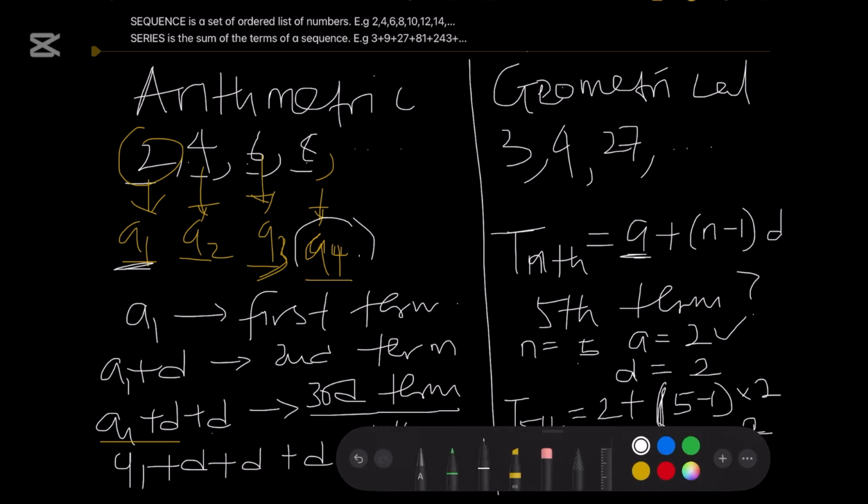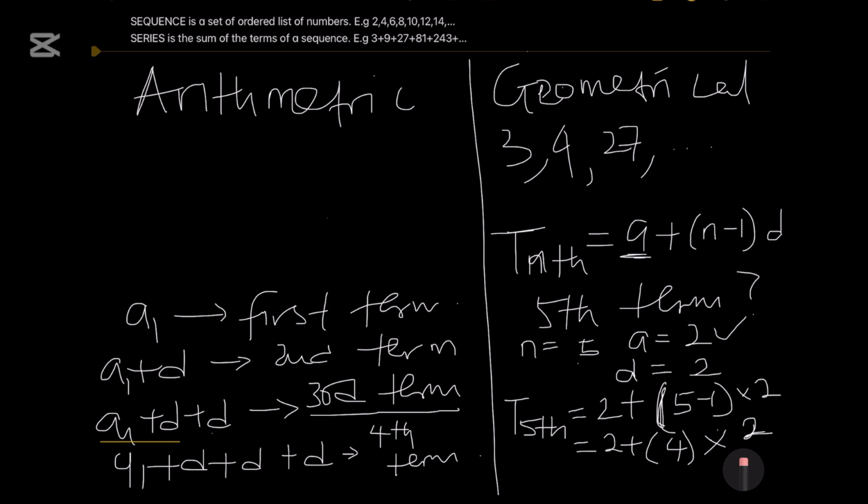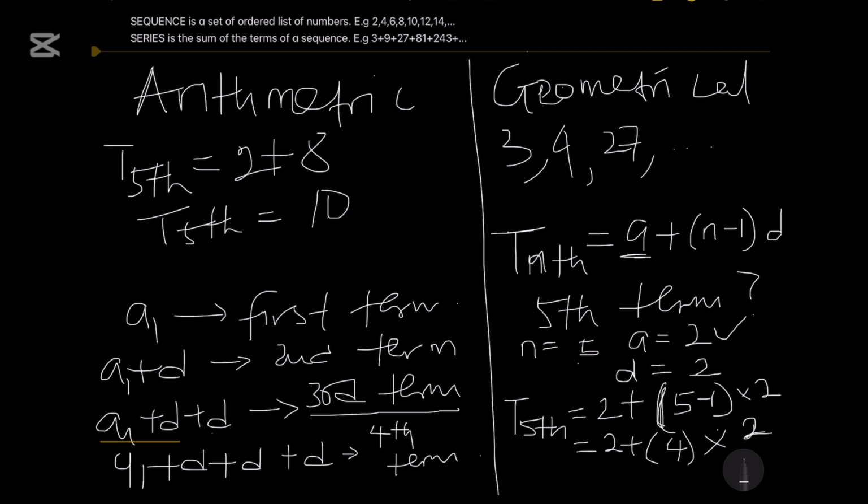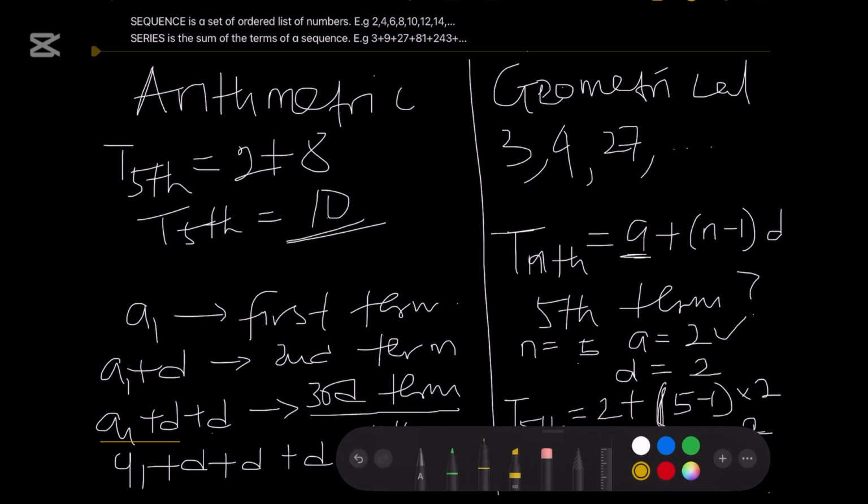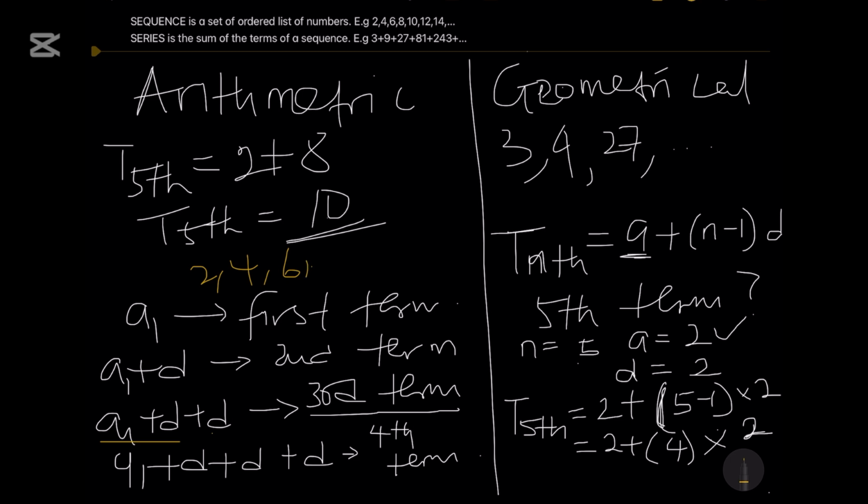So from this we are able to get our fifth term. So our fifth term is equal to 2 plus 4 times 2, which is 8 plus 2, so our fifth term is 10. Do you see that? So if you look at it, don't forget our terms are 2, 4, 6, 8. So we are looking for the fifth term. If we add 2 to this, that will be 10. Do you see that we are right? So anytime we are looking for the nth term of an AP, we simply use this formula.